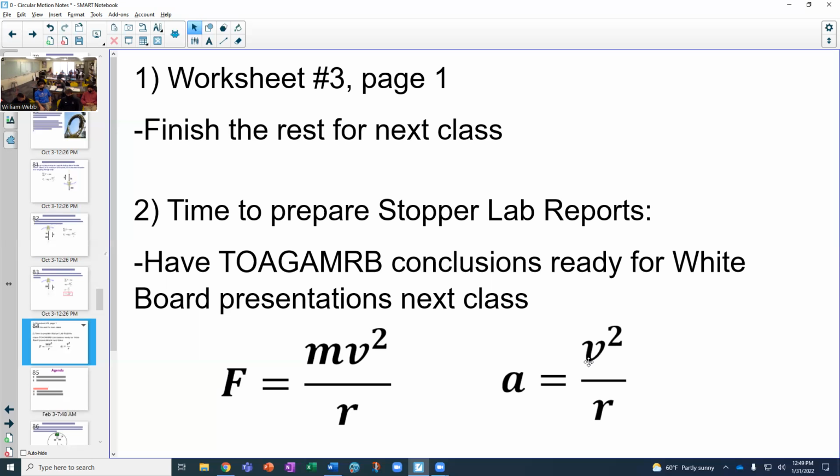So if something's moving in a circle, the centrifugal force is the net force. In this case, the net force is that much.